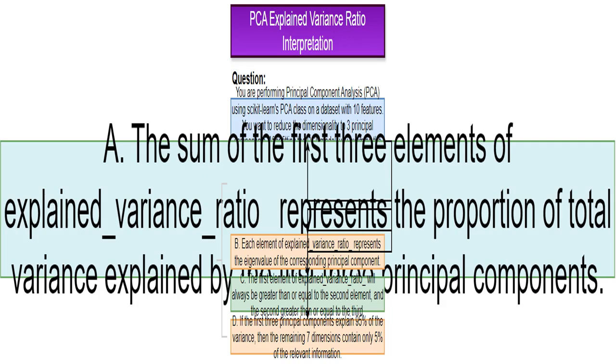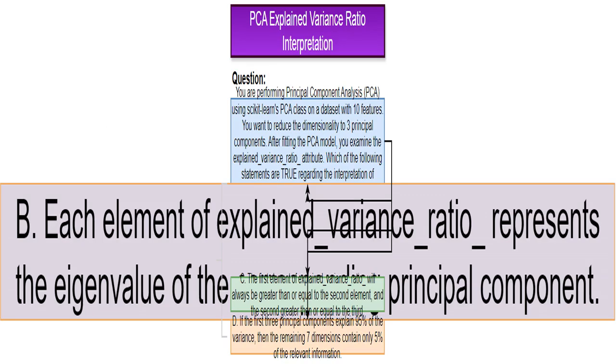This statement is true. Adding the explained variance ratios of the first 3 principal components gives you the total proportion of the variance explained by those 3. This is false. The explained variance ratio is the proportion of variance explained, not the eigenvalue itself. Although related, they are not the same thing. Eigenvalues represent the amount of variance, but the explained variance ratio represents the proportion or percentage of the total variance.